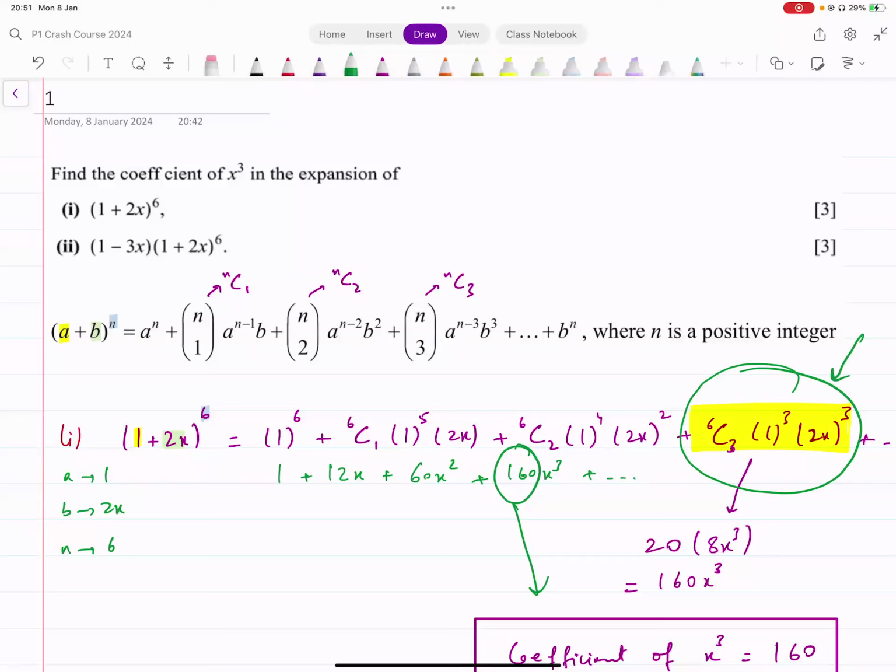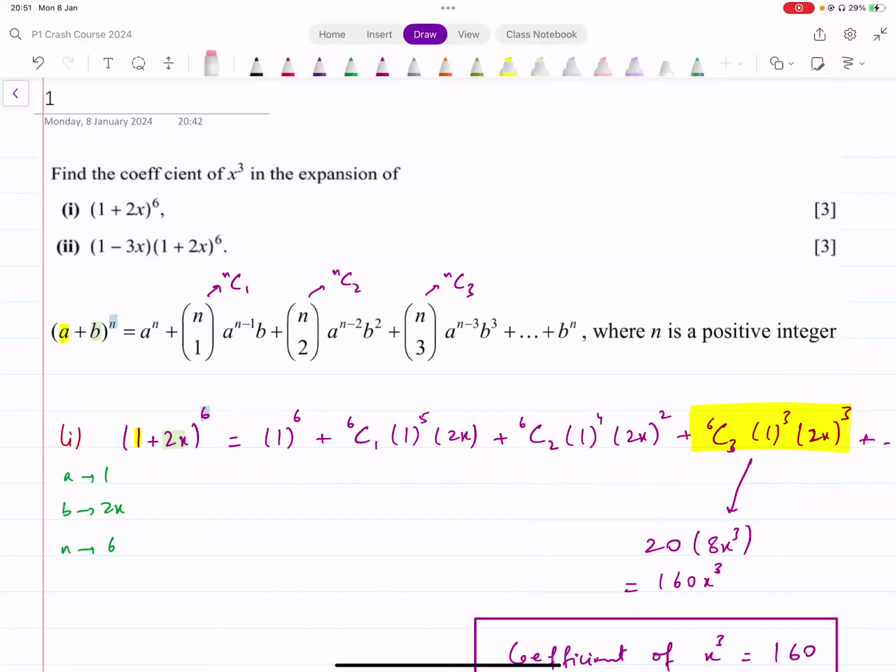If they had asked us to expand the whole expression, then we would simplify everything. But here we don't need to do that. Okay. Abdullah, does that answer your question?